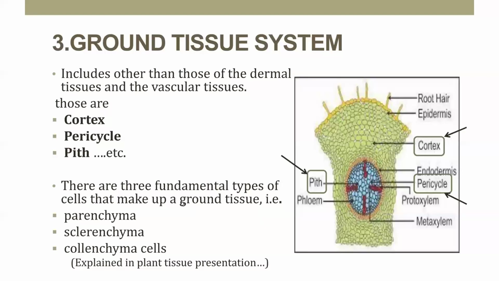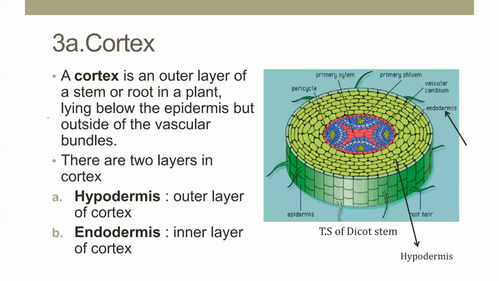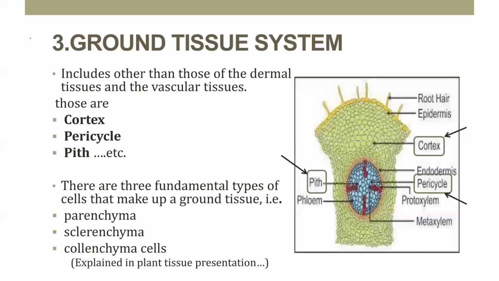Pith. So these are the fundamental types of cells that make up a ground tissue: the parenchyma, sclerenchyma and collenchyma cells. So this ground tissue is made up of mainly parenchyma, sclerenchyma and collenchyma. The first one is the cortex. Mainly cortex, pericycle and pith constitute the ground tissue system.